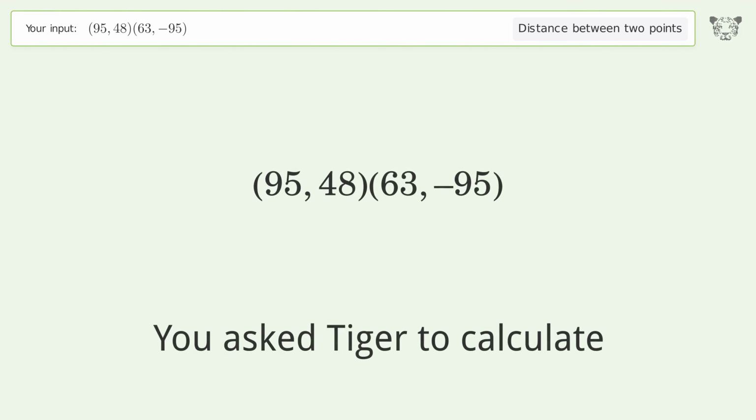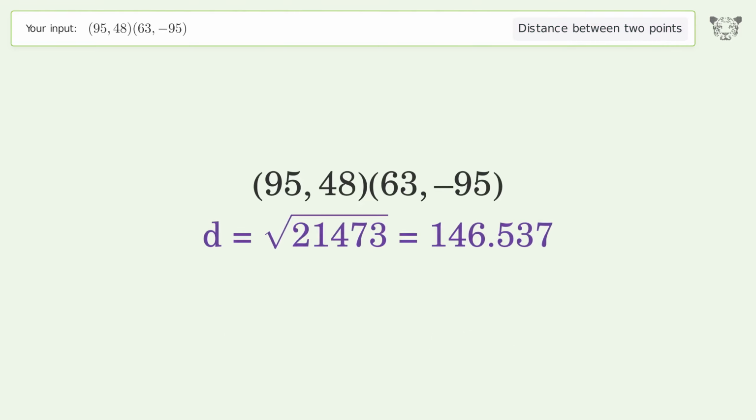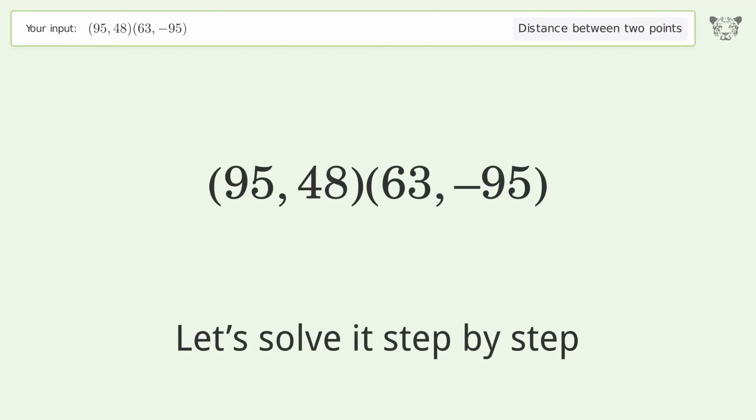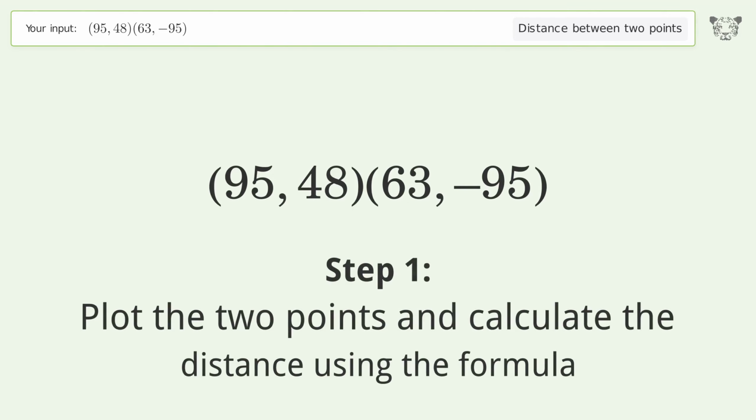You ask Tiger to calculate. This deals with the distance between 2 points. The distance between the 2 points is the square root of 21,473, or 146.537. Let's solve it step by step. Plot the 2 points and calculate the distance using the formula.